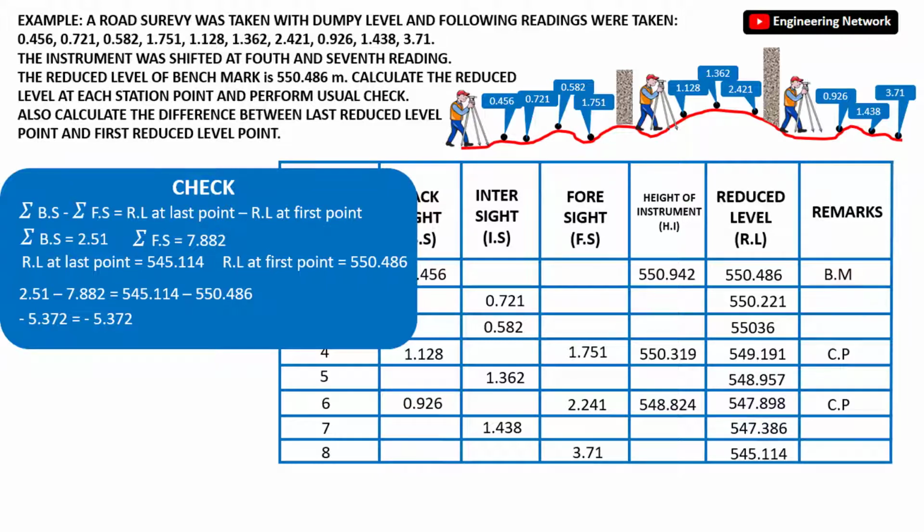So this is all about the line of collimation method or height of instrument method. Now if you want to learn about the rise and fall method, then please check out my surveying and leveling course. Also, if you have any confusion, then let me know in the comment section.